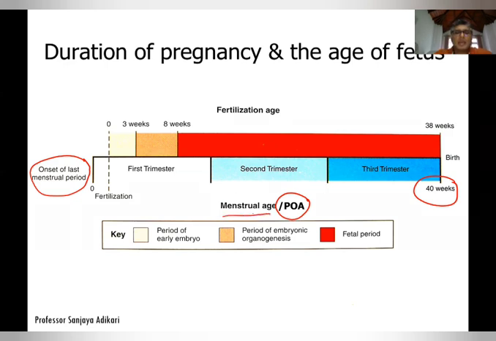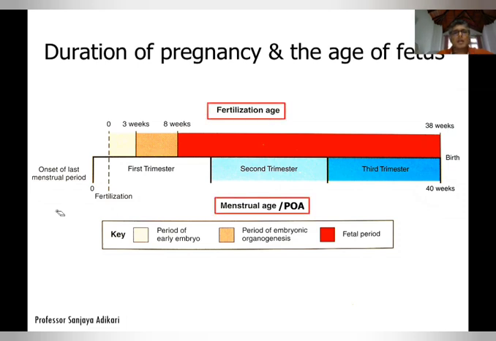And if you go by age, this is actually the menstrual age of the baby. That is the menstrual age. And this is the fertilization age. So remember the difference between the two. There is a very good anatomical and physiological reason for that. One is fertilization age, the other one is menstrual age.